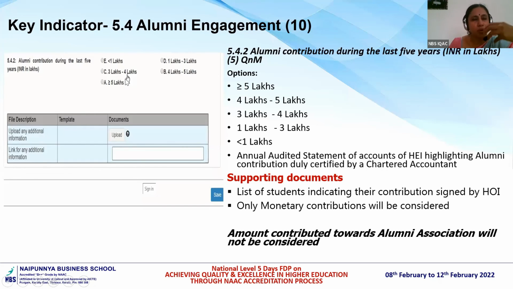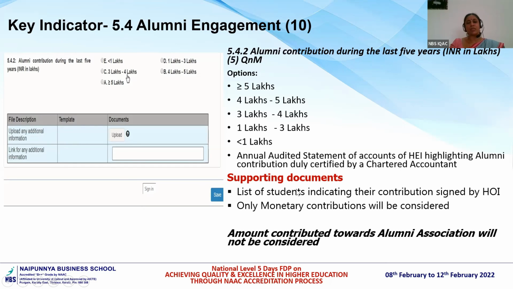So if your college is older, or an institution with heritage, you will have a huge number of alumni, and this fund will also increase. If it is a smaller institution, the funds will definitely be less. But whatever it is, you can show it here. But you have to support it with the annual audited statements of accounts of your institution, highlighting the alumni contribution, duly certified by a chartered accountant. You cannot simply click and say this; it has to be supported with this particular audited statement. Then only Naac will validate this as data.